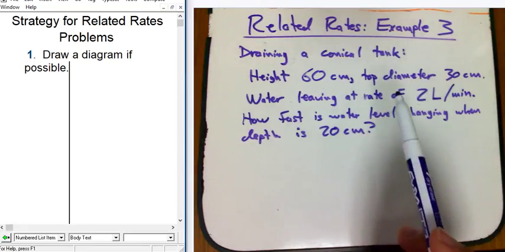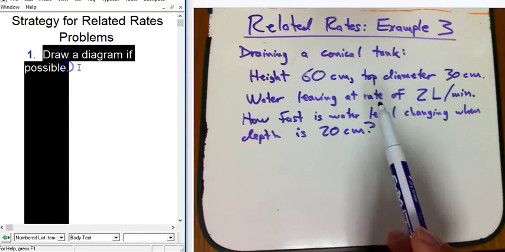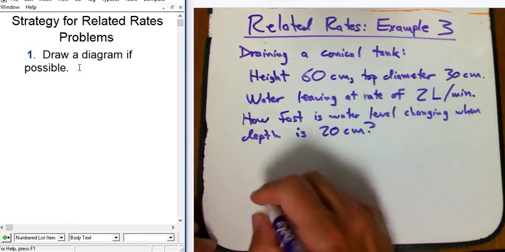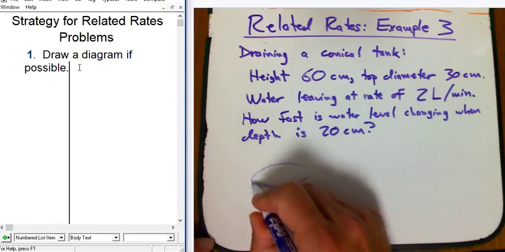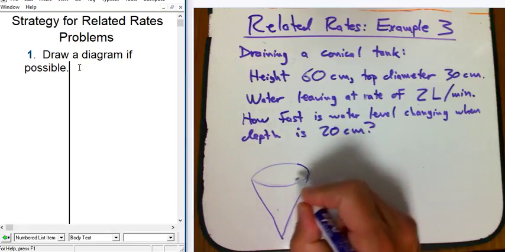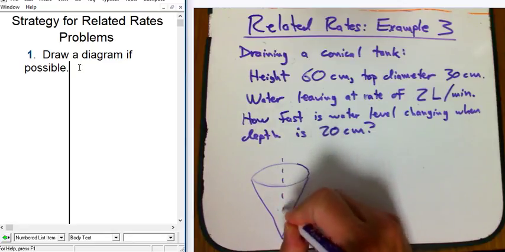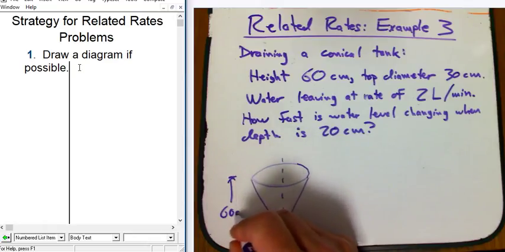And in fact, I'm going to go ahead and do the first step of the strategy, which is draw a diagram. Often this will be done for you, but in real life, nope. Doesn't happen. Okay, so it's a conical tank with a vertical axis, and the overall height is 60 centimeters.